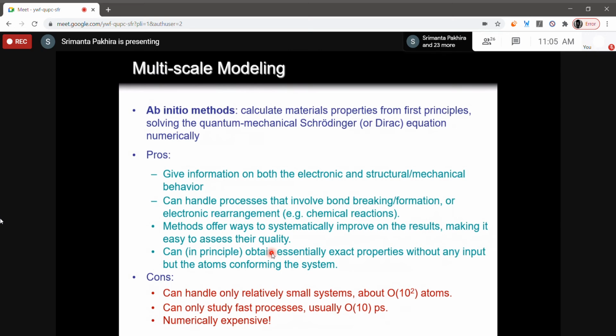Okay, basically what I mean is that handling such a big system is really tough, but a small system is okay. Of course, numerically the quality is very good, but it is very expensive. The problem is that it is a very fast process, usually of the order of picoseconds. That's why, when I was studying this kind of information.